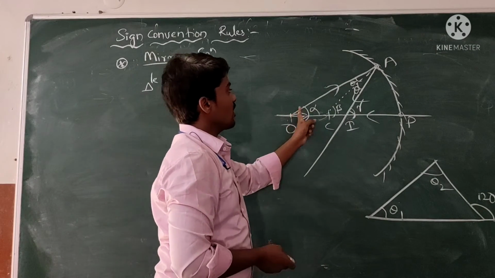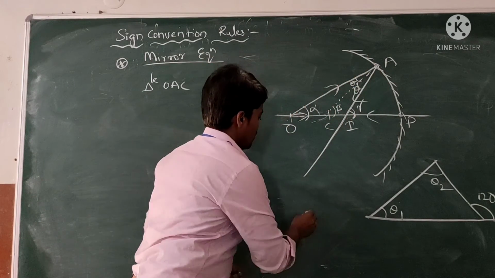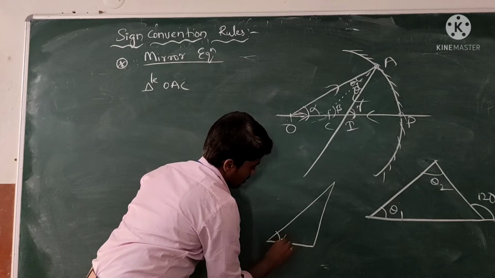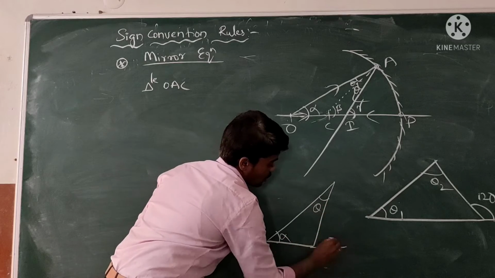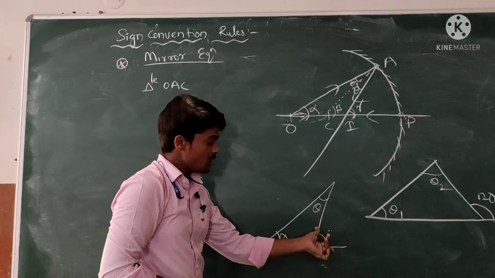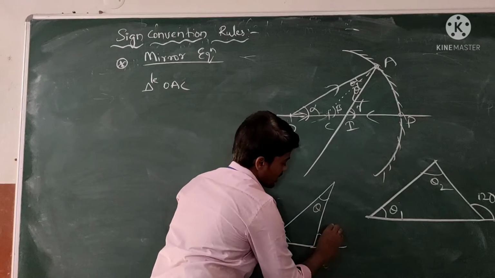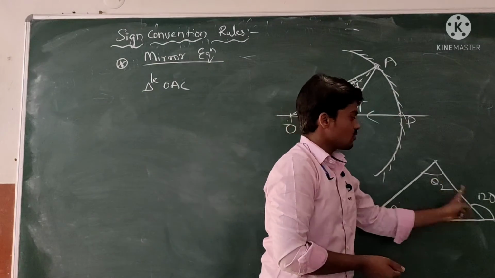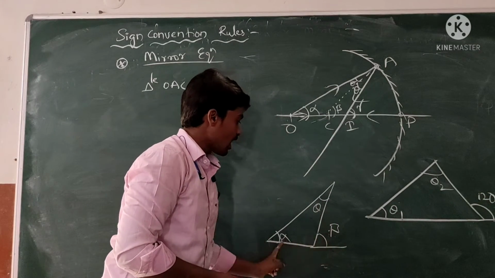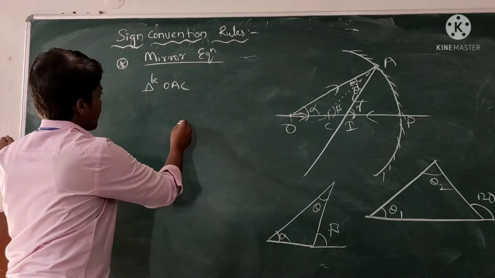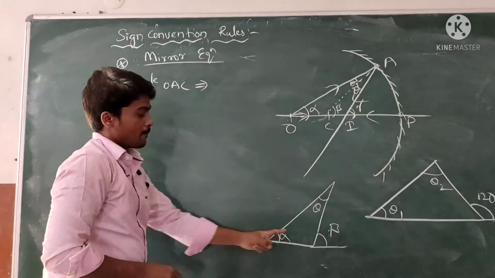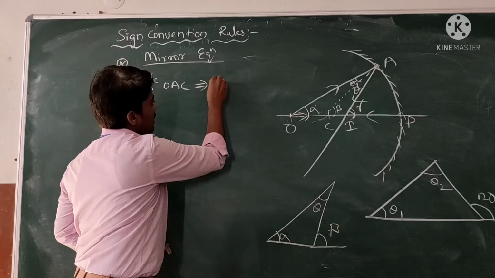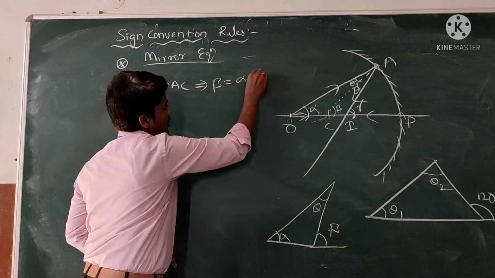Here we are taking the triangle OAC. Draw it. This one is alpha. This one is theta. How much is this angle? Here beta is given. Okay, beta is equal to alpha plus theta. Here 60 plus 60 is 120. Here also the same: beta is equal to alpha plus theta. In triangle OAC, this angle beta is equal to 60 plus 60, which means alpha plus theta. Beta equals alpha plus theta.